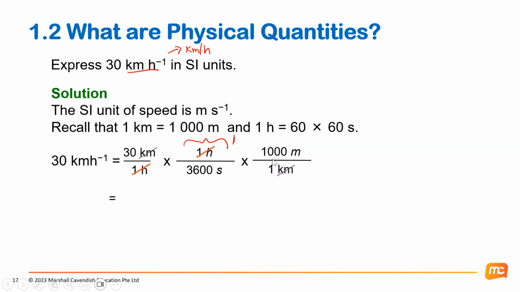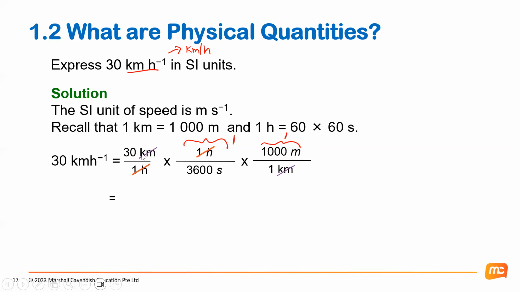So 1 kilometer is 1,000 meters. Again, this fraction must be equal to 1 because I don't want to alter the value. Anything times 1 will be back to the same value. So these two fractions must be equivalent to 1. I'm just playing around with the units. 1 hour is 3,600 seconds. 1 kilometer is 1,000 meters.